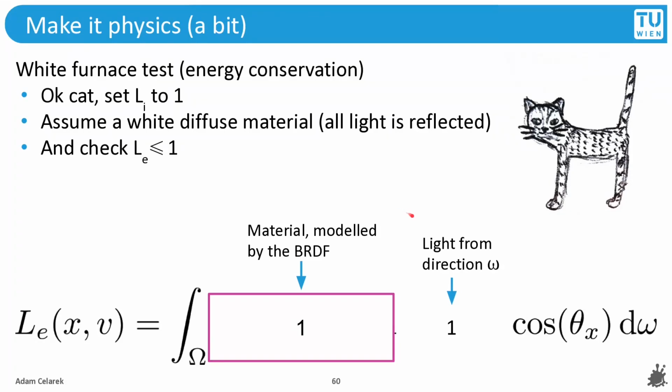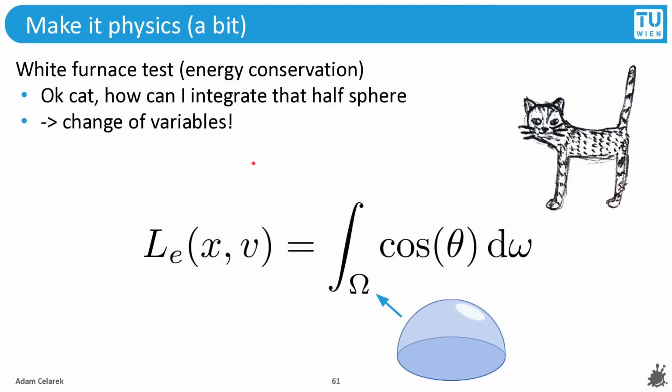Okay, let's set this to 1. The incoming light is 1 everywhere. Let's further assume a white diffuse material, so all of the light is reflected. And now we want to check that this integral gives us something smaller or equal than 1. We can guess that it will be 1, because we have a white material and white incoming light. So let's do it. Okay, how can I integrate that half sphere?